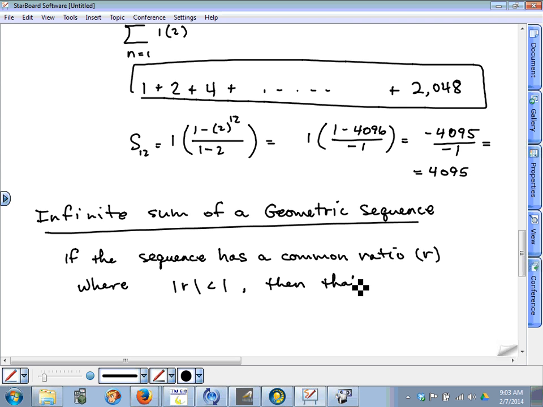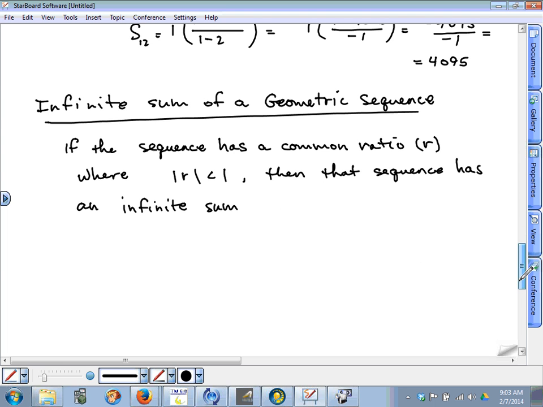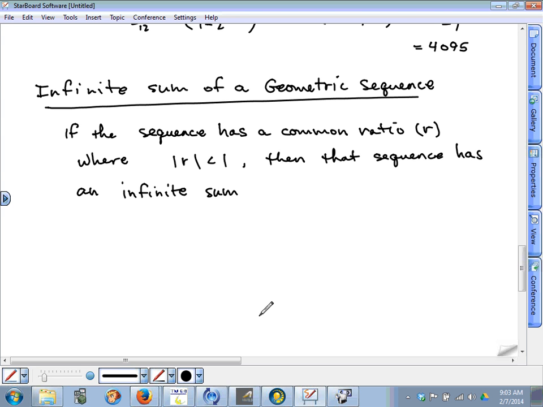Then that sequence has an infinite sum. Let me try to explain this another way.